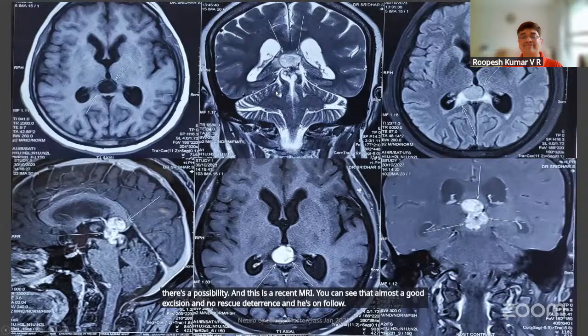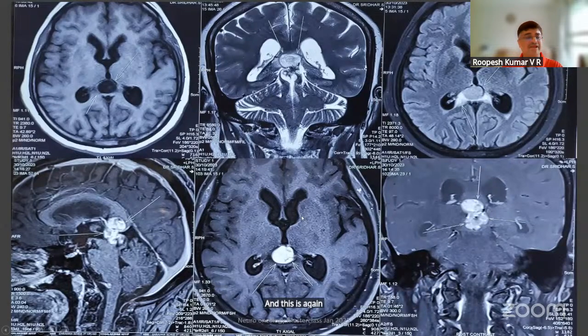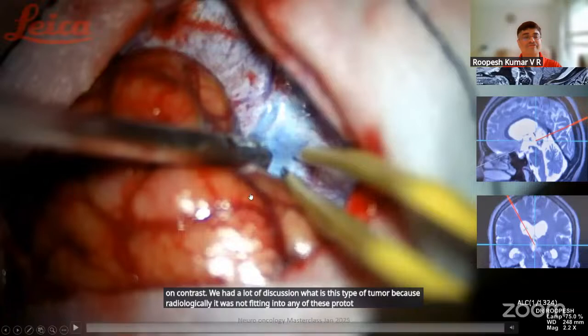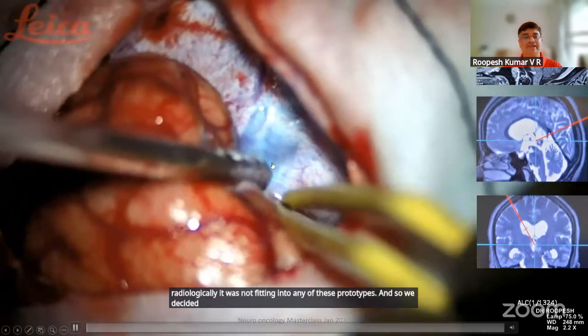And this is again a very interesting case in a middle-aged female, and she had this type of lesion. We had seen that the internal cerebral veins were sort of bisecting the tumor, anterior, superior, and inferior, and it was enhancing on contrast. We had a lot of discussion about what this type of tumor is, because radiologically it was not fitting into any of these prototypes, and so we decided we go supratentorial, the occipital Poppen approach.